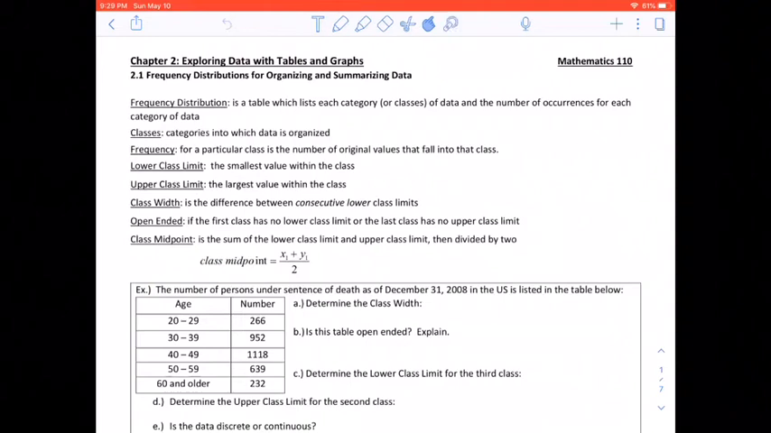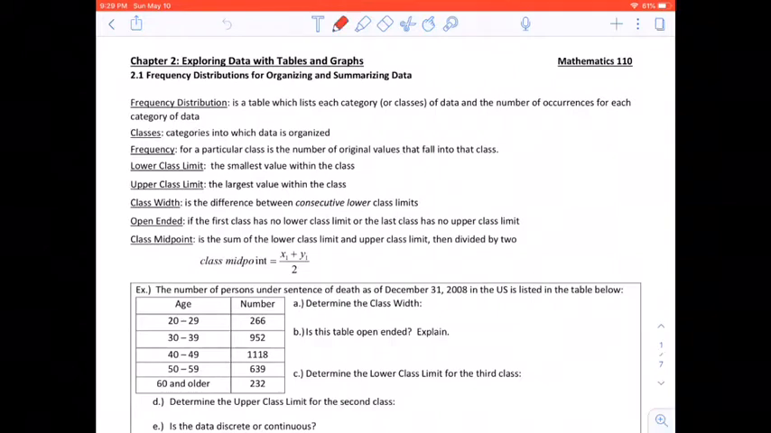This is Chapter 2, Exploring Data with Tables and Graphs. 2.1, Frequency Distributions for Organizing and Summarizing Data. Lots of vocab again. A frequency distribution is a table which lists each category or class of data and the number of occurrences for each category of data.